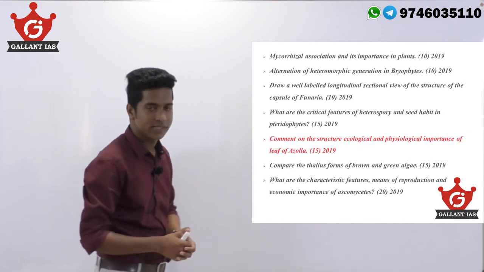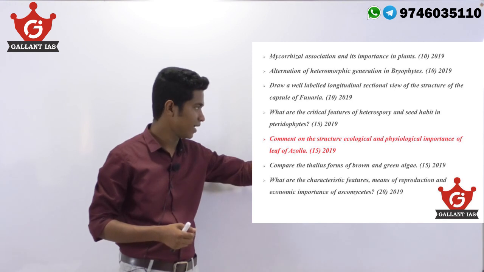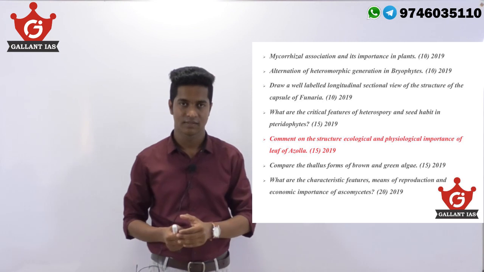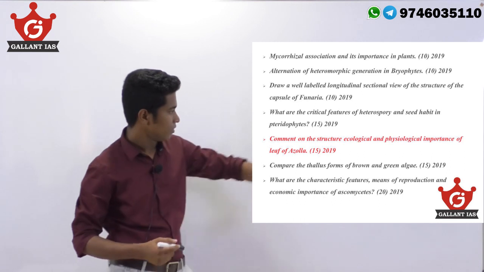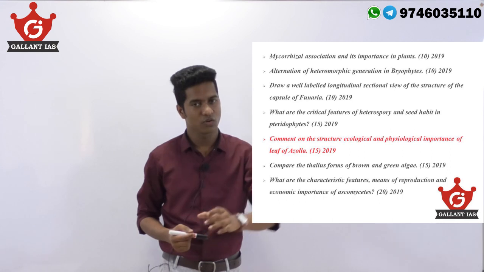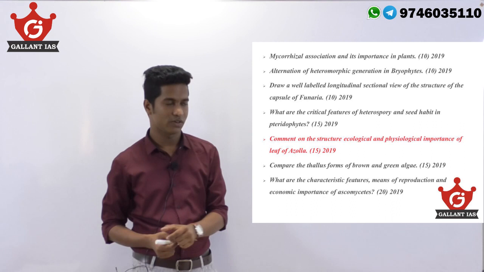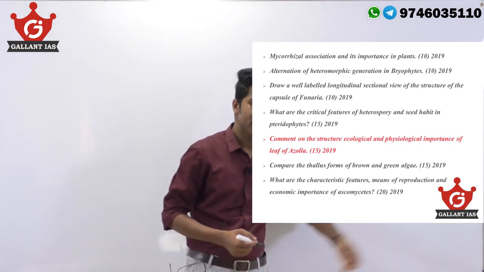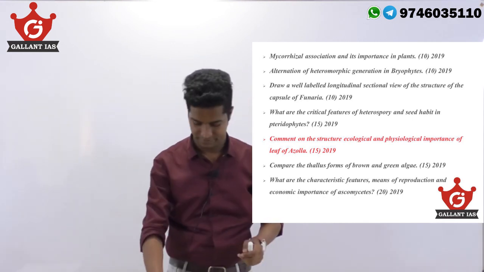Look at the question from the 2019 Civil Service exam. Comment on the structure, ecological and physiological importance of leaf of azolla. So how can you write this answer? The question has 3 parts: comment on the structure, ecological importance and physiological importance of the leaf of azolla. Comment on the structure means you have to draw the diagram of the leaf of azolla. Then, as it is an aquatic organism, you have to mention its ecological and physiological importance. So this is the way to answer the question.